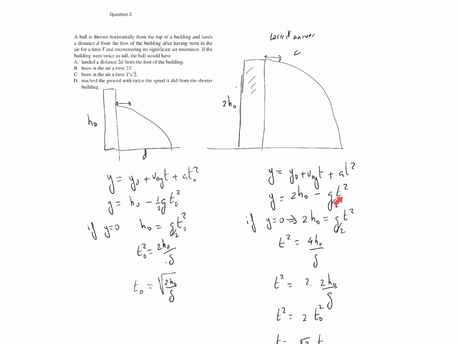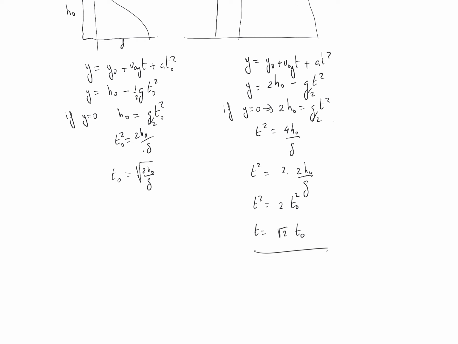We don't know which time this one is, t. Okay, so h0 equals g divided by 2 times t squared, so t squared is 4 times h0 divided by g. So t squared is the same equation, but this is t0 squared. So t squared is double t0 squared. So the time t is the square root of 2 times t0. This is the answer. Okay, go to the next question.